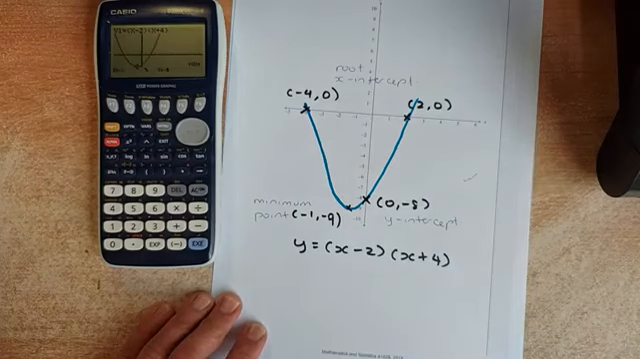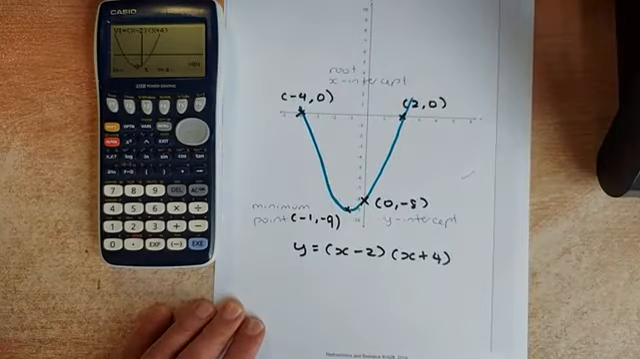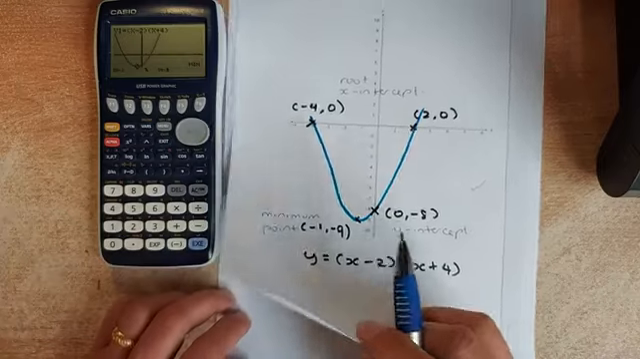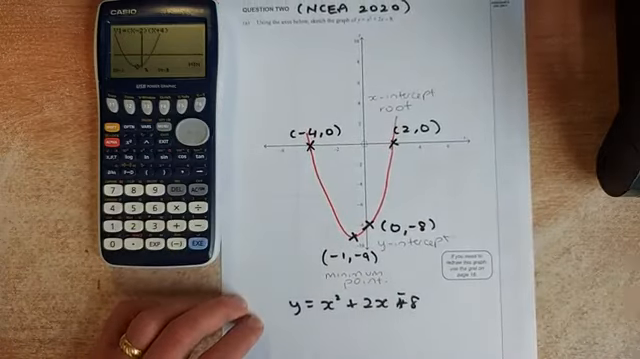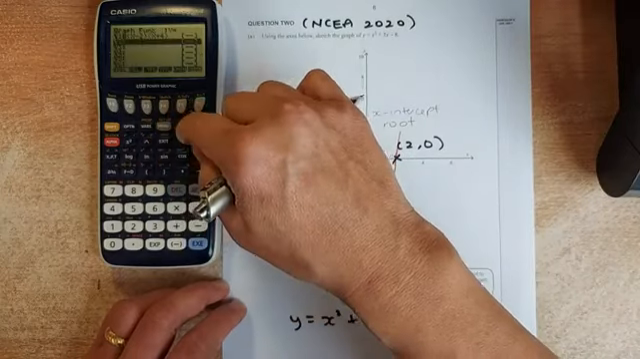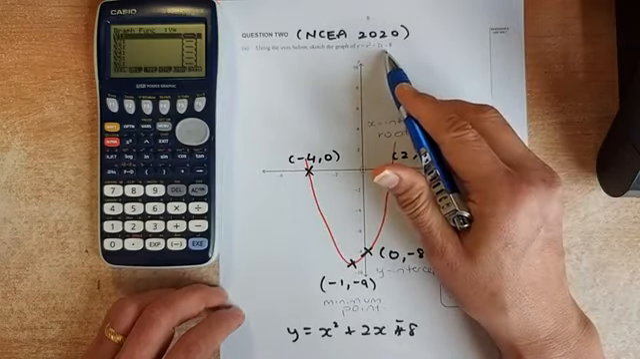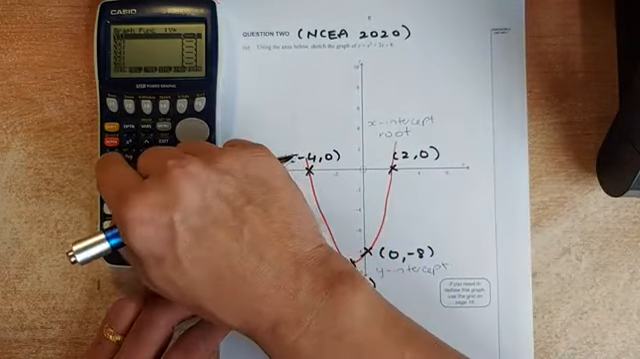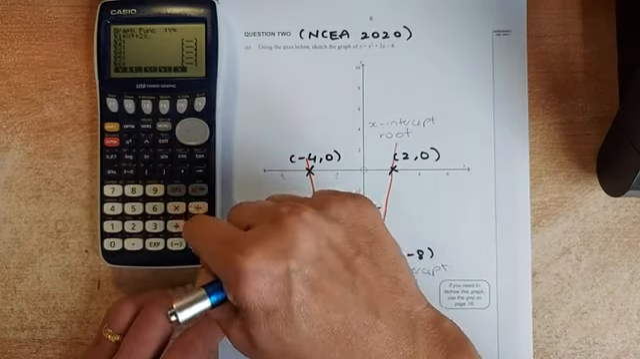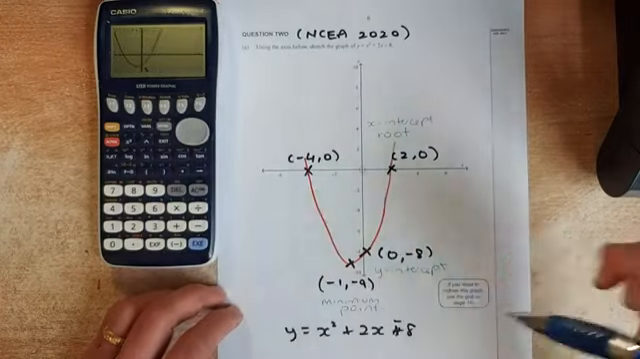The first version is x minus 2 squared minus 1. The second version is factorized, x minus 2, x plus 4. And the last version is when it is not factorized; this is from NCEA 2020. Again, we're first going to delete the graph before we go to the next one. That is the graph we're going to draw: x squared plus 2x minus 8, execute, draw, and the graph will appear.